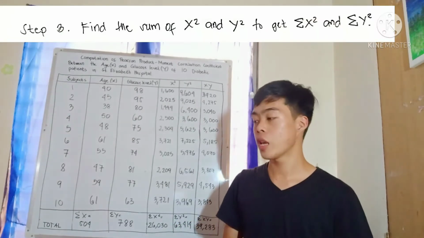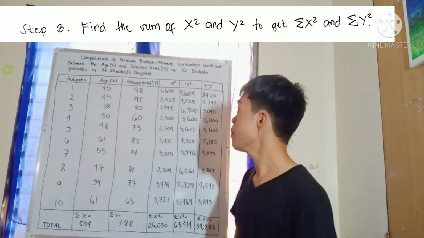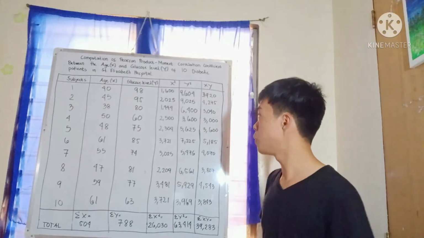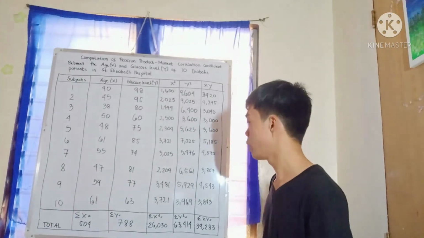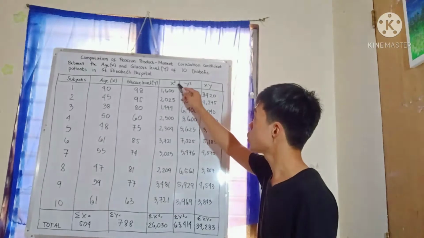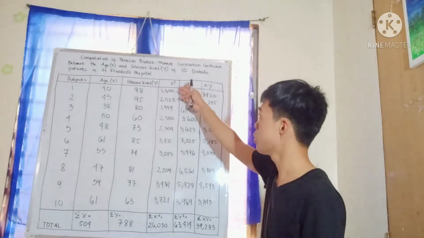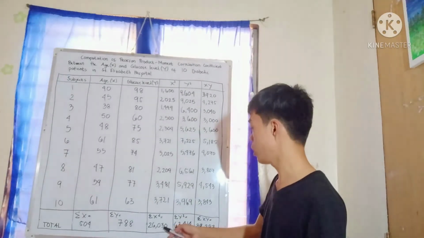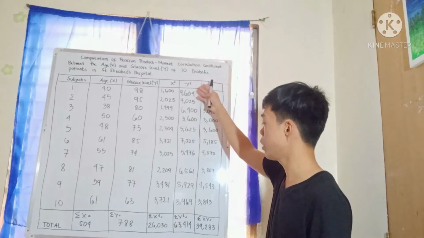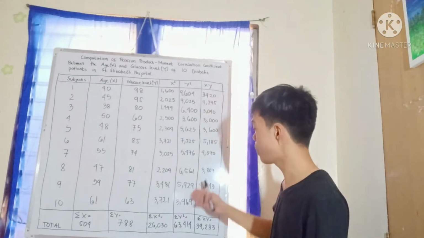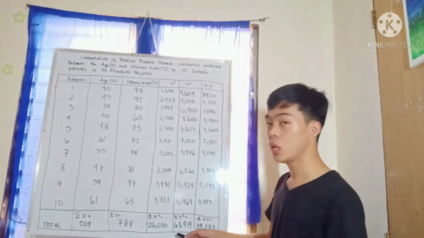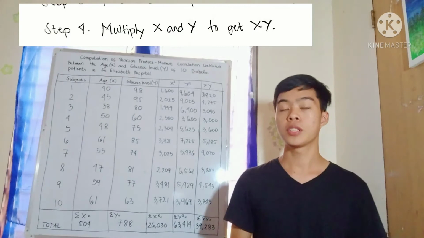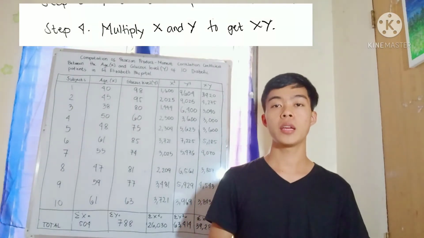Now for step 3, sum all the x squared and y squared to get the summation of x squared and y squared. So we will total all the values of the x squared, and we will come up with 26,030. Then in our y squared, we will sum up, and we get 63,414.